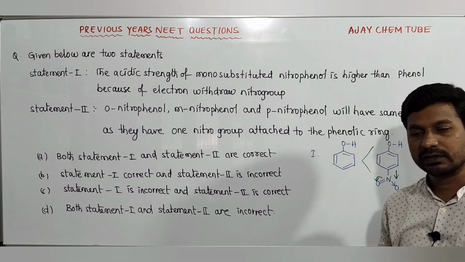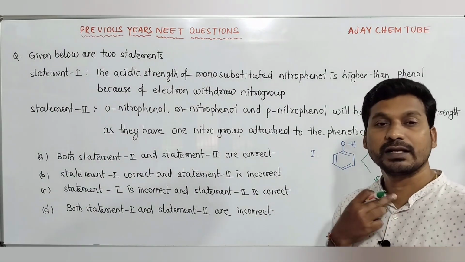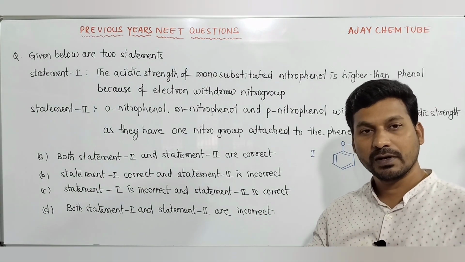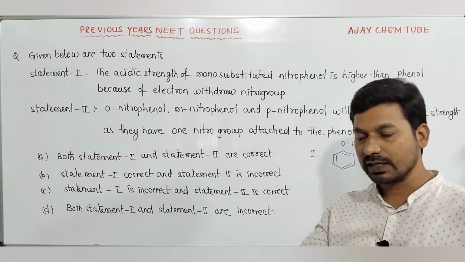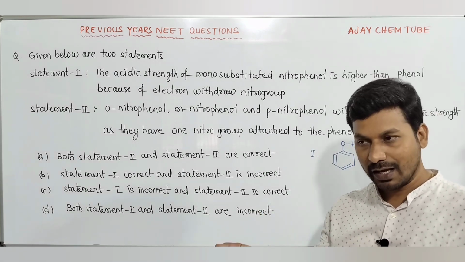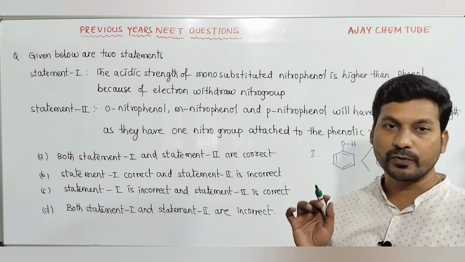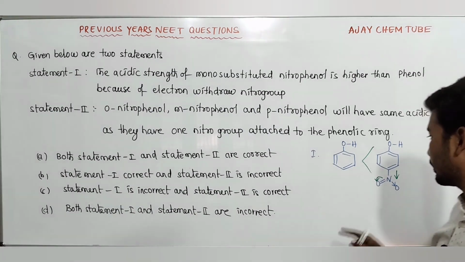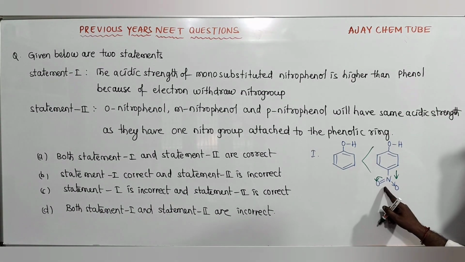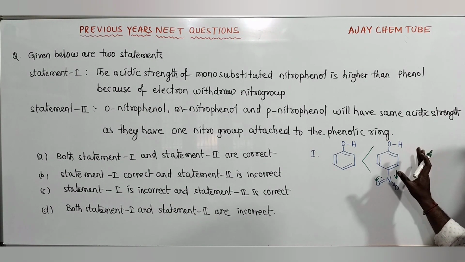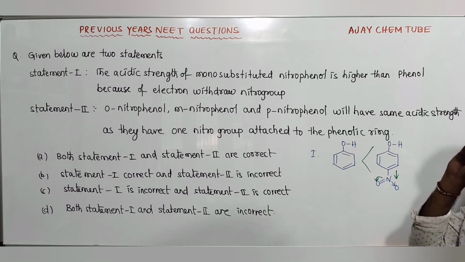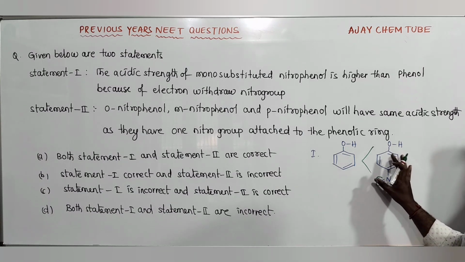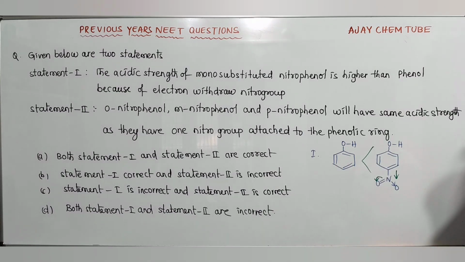So the acidic strength of phenols or any acid is explained on the basis of the stability of their conjugate base anions. Those anions are stabilized by minus M groups, electron withdrawing groups. Due to the presence of the nitro group, an electron withdrawing group, nitrophenol is a stronger acid than phenol. Statement 1 is correct.